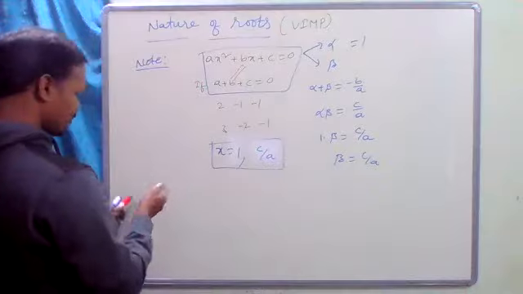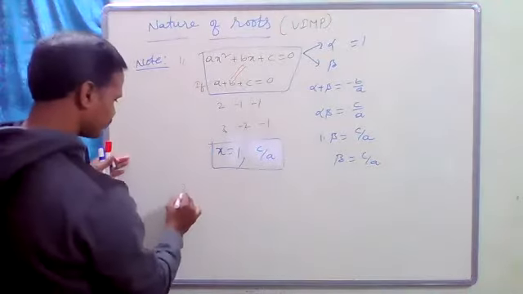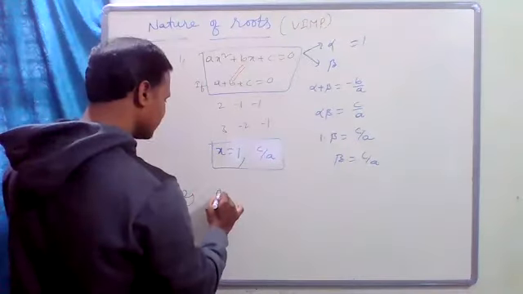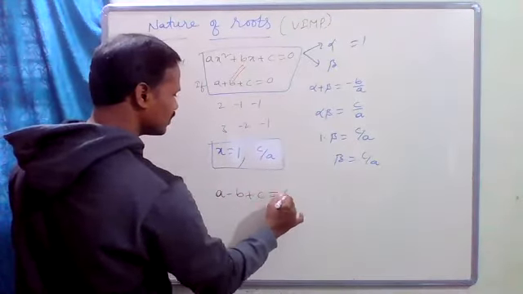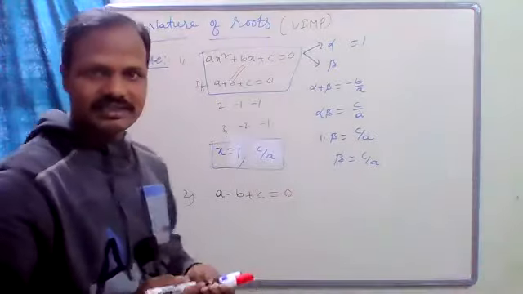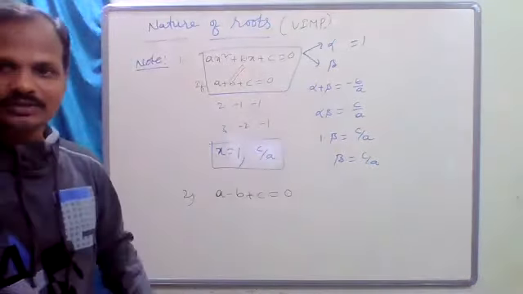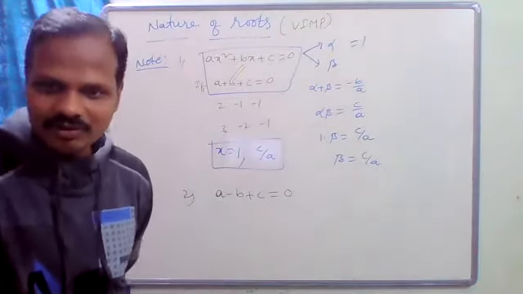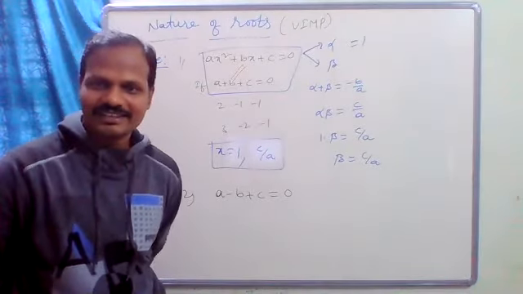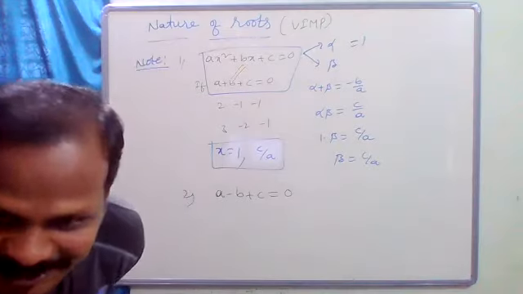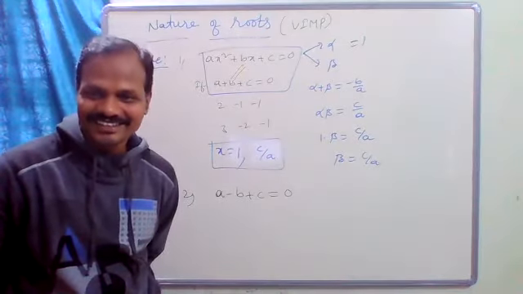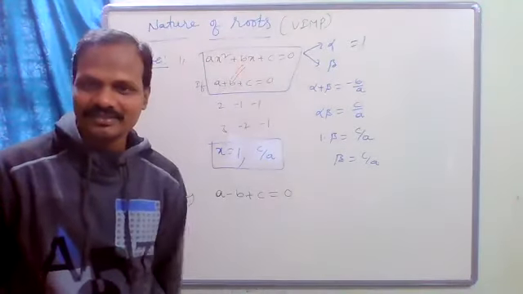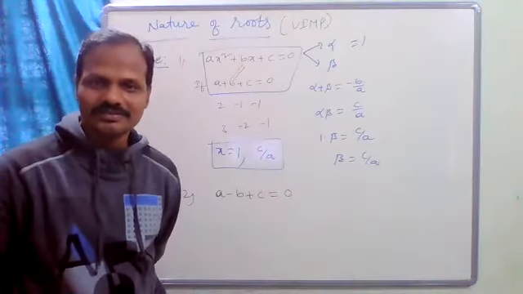Ready? For the same quadratic equation, if the condition is a - b + c = 0, then what about the roots? Now quickly you can give the answer. Very good, Samata. Okay, minus 1. One root is minus 1. What about the other root? Tell me the second root also.